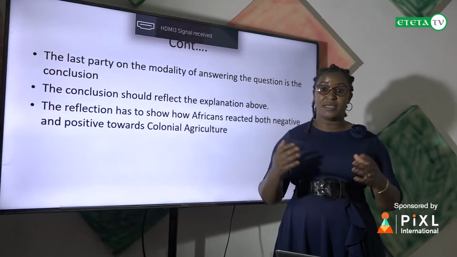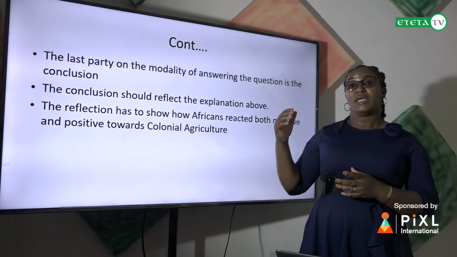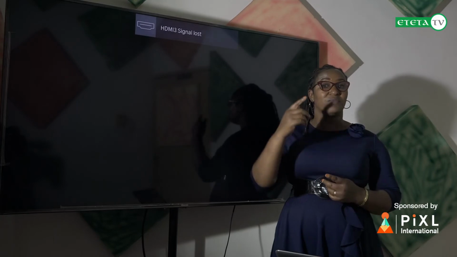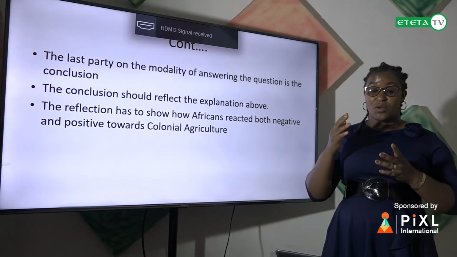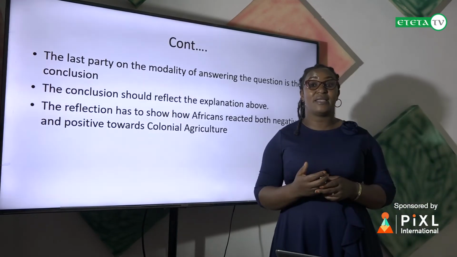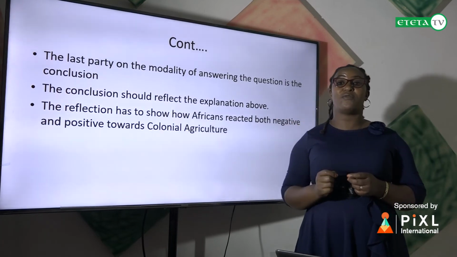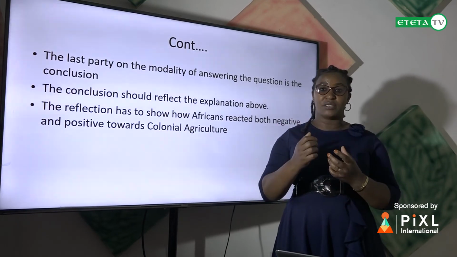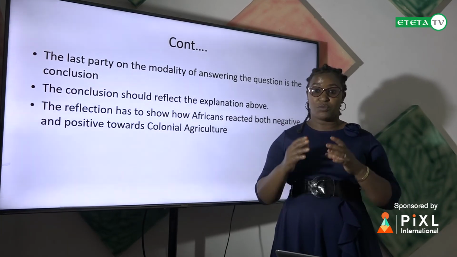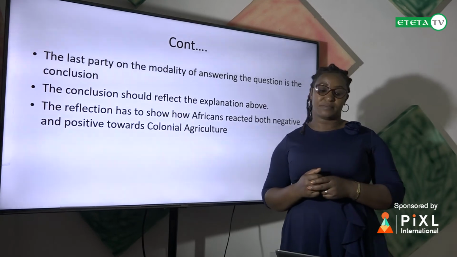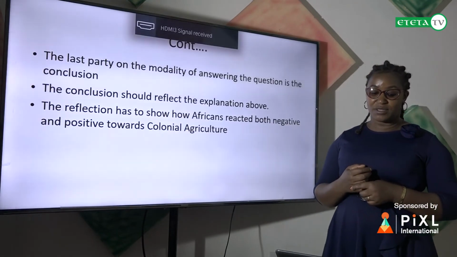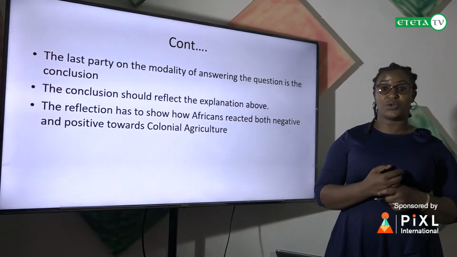As we said on answering essay questions, in the conclusion the candidate should reflect on what he or she has been discussing above. Under this question, we have seen that it demands the candidate to explain the effects of colonial agriculture. Here, candidates should show what followed after colonial agriculture to both Africans and Europeans. The reflection has to show how Africans reacted, both negatively and positively, towards colonial agriculture.